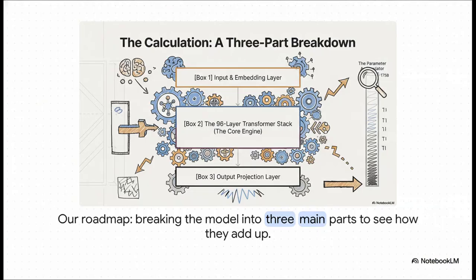So here's our game plan. We can basically break the whole model down into three main sections. You've got the input part, then this huge transformer stack in the middle, that's the real powerhouse, and finally, the output. And hey, as we go, keep an eye on that parameter accumulator on the side. We're going to watch it fill up as we get closer and closer to that 175 billion goal.